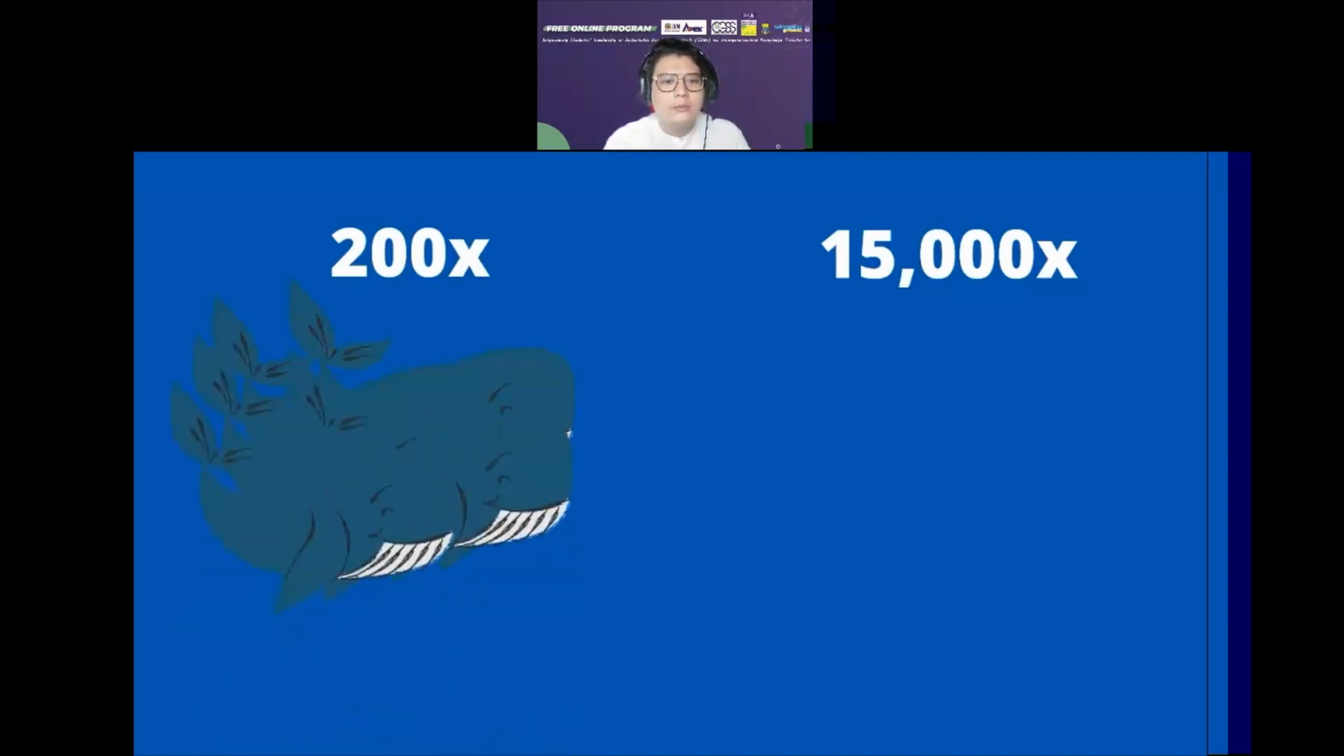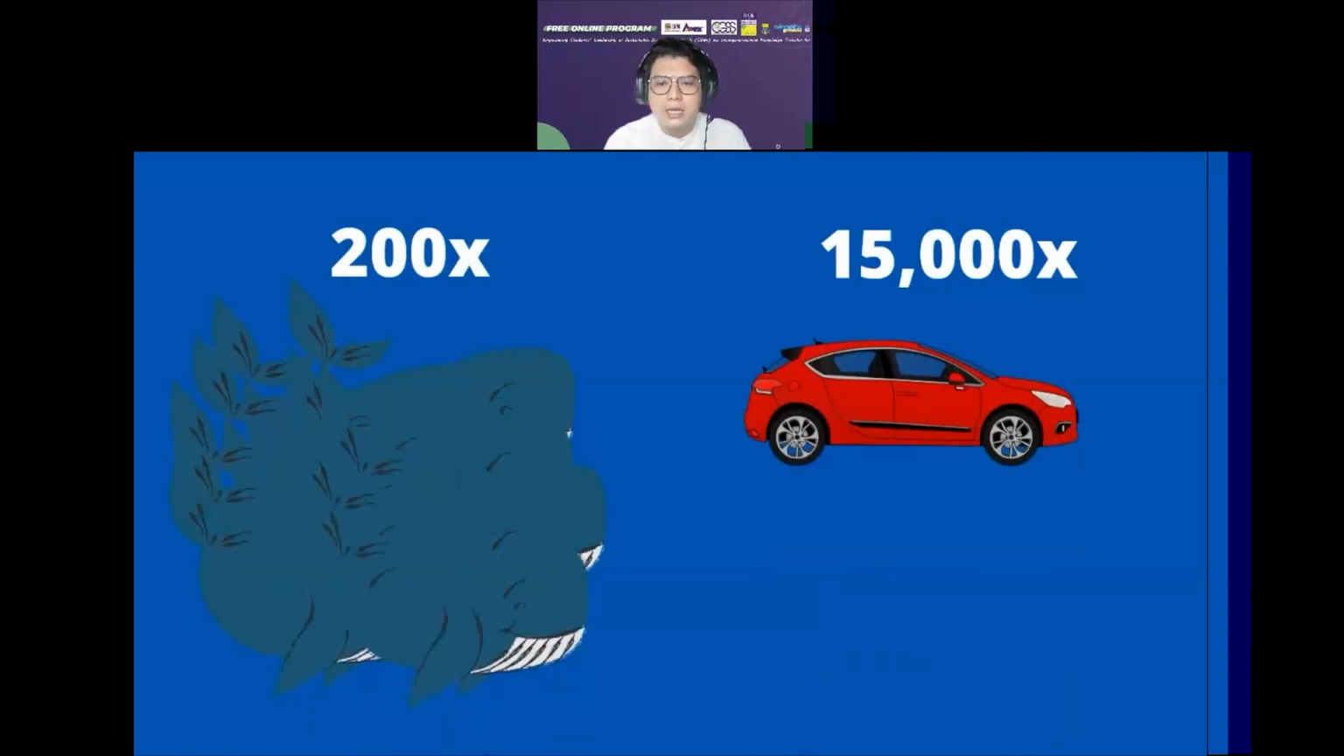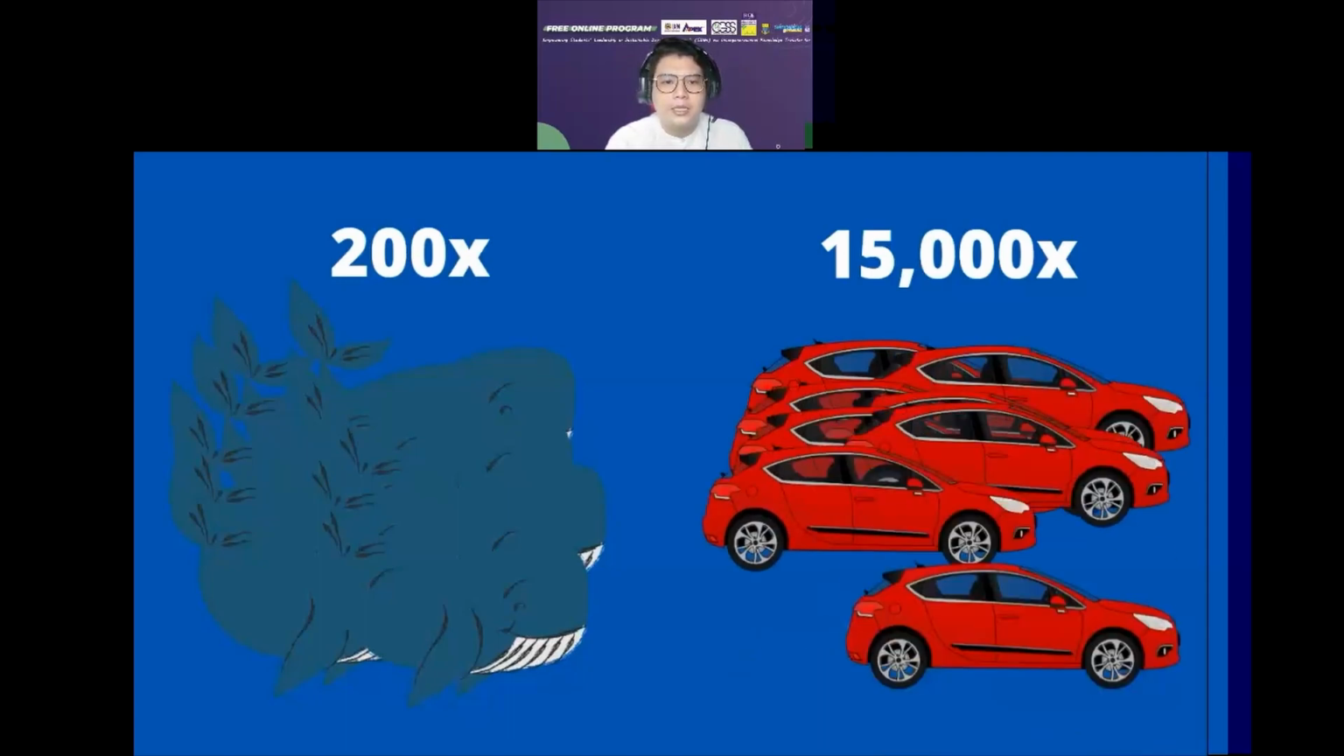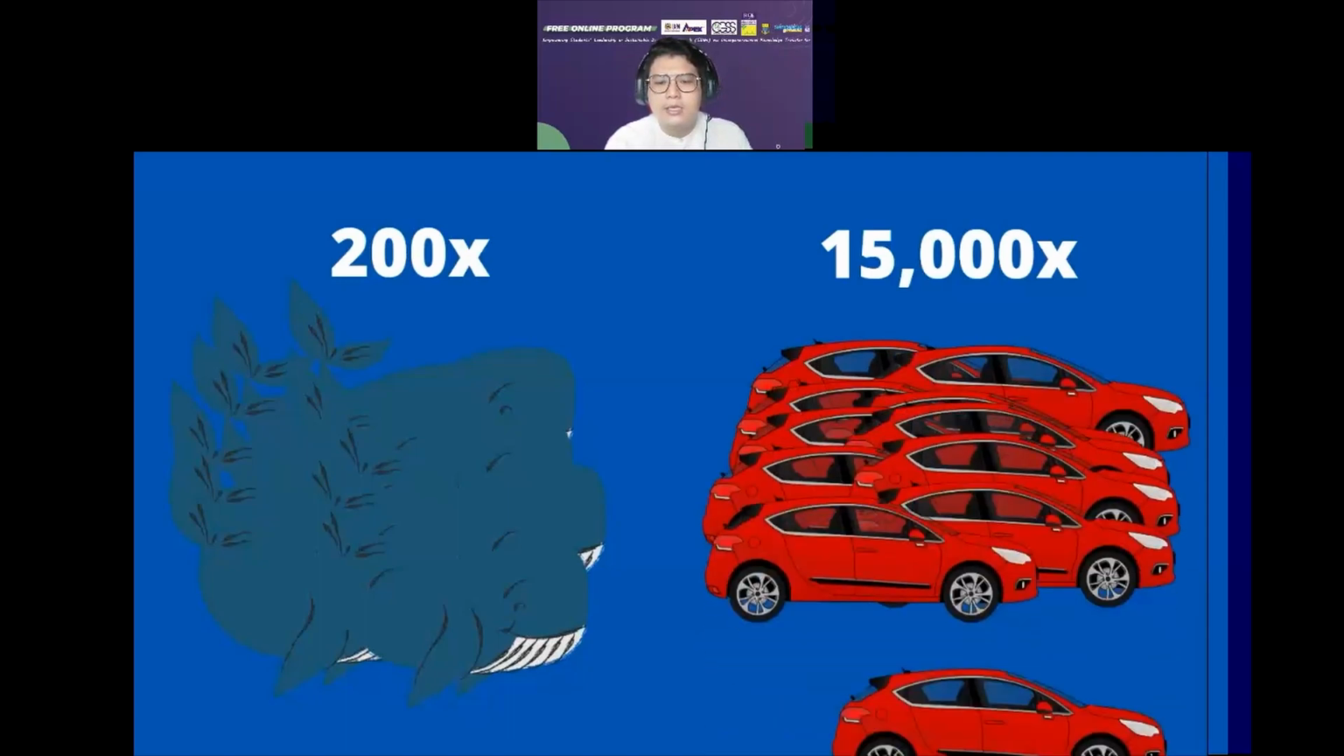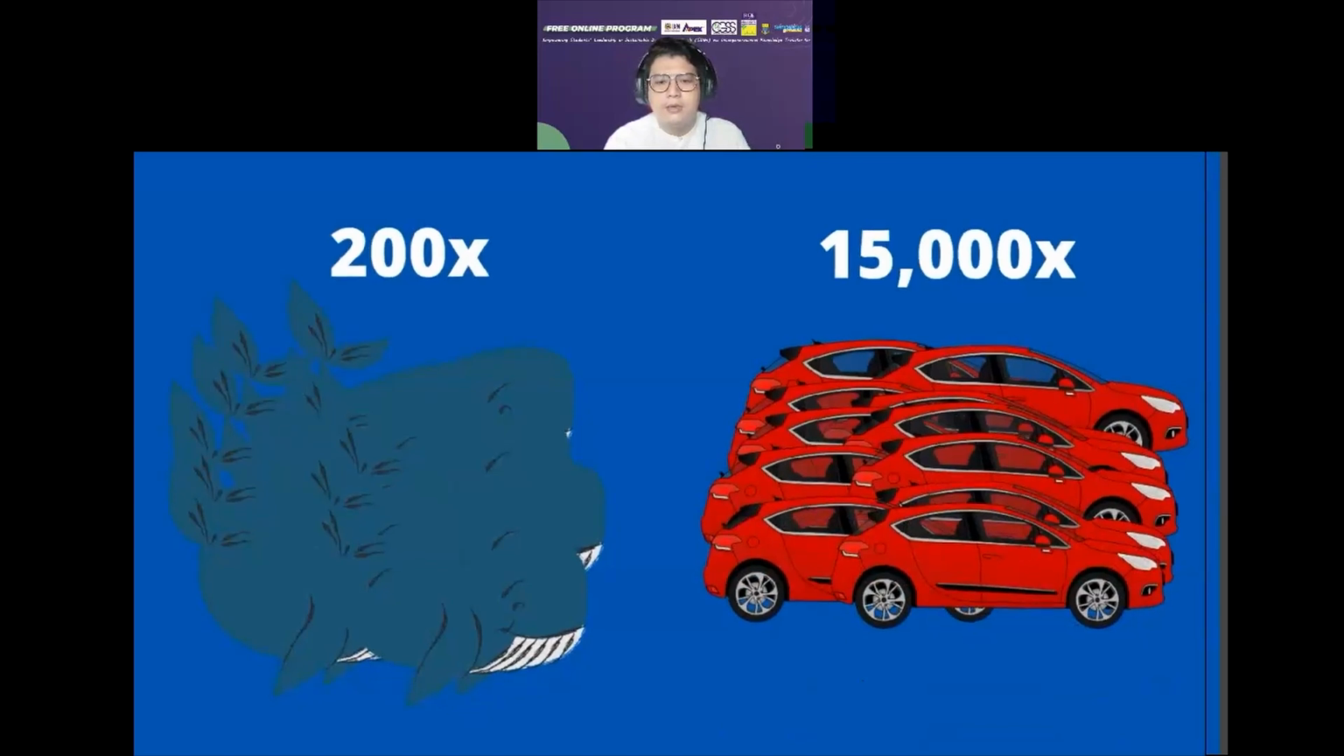So 200 blue whales of waste are produced each day by Malaysians, and also 15,000 times the weight of a regular car. Imagine, each day Malaysians are producing this much waste.